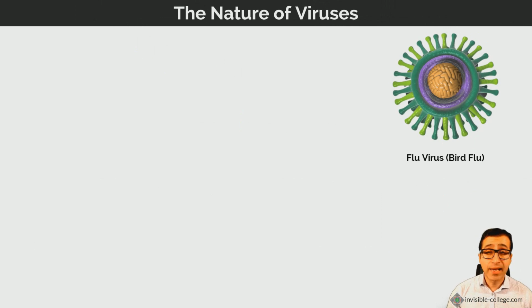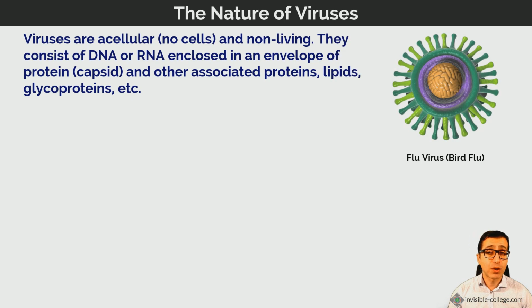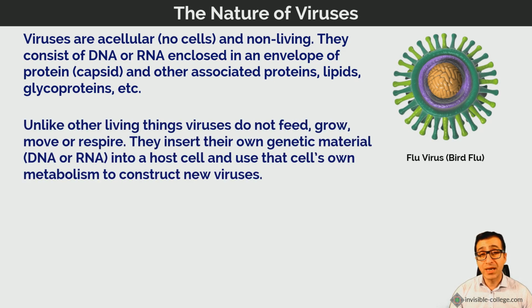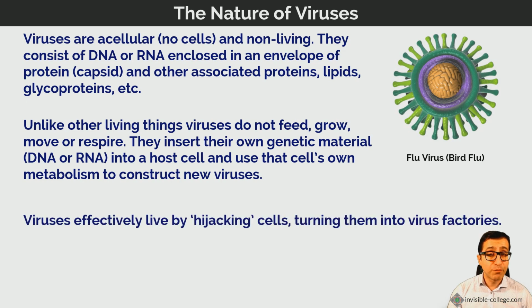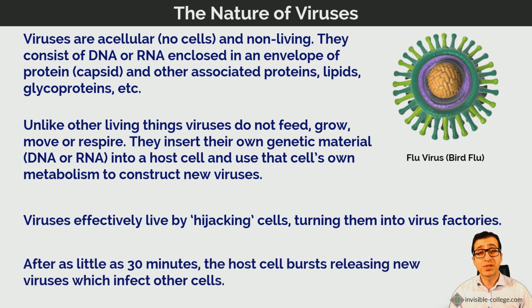So viruses are acellular. They're not made of cells, they're non-living, and they consist of genetic material, DNA or RNA, enclosed in an envelope of protein, and sometimes enclosed in a cell membrane-like envelope. Now, unlike other things, they don't do any of those characteristic functions, and they live by hijacking the internal machinery of cells and turning it to producing more viruses. So after as little as 30 minutes, the host cell that has been infected by the virus can burst to release many hundreds of new viruses, which can then go on to infect other cells.